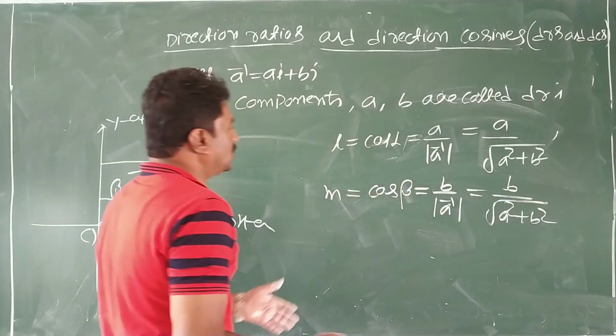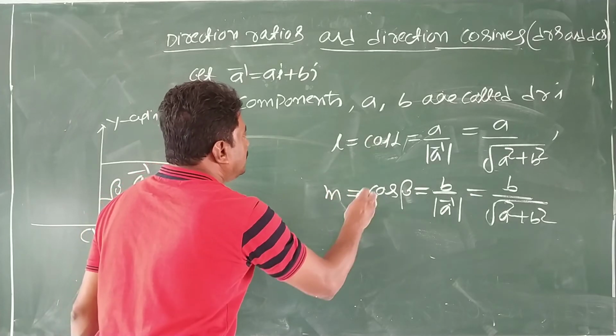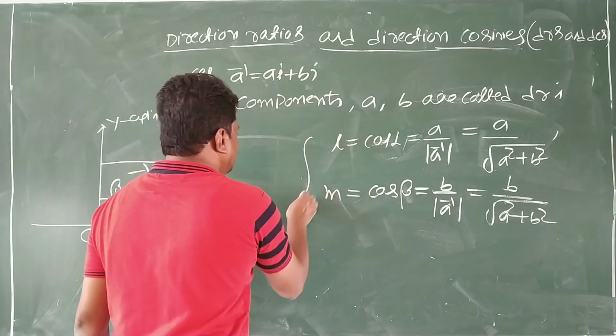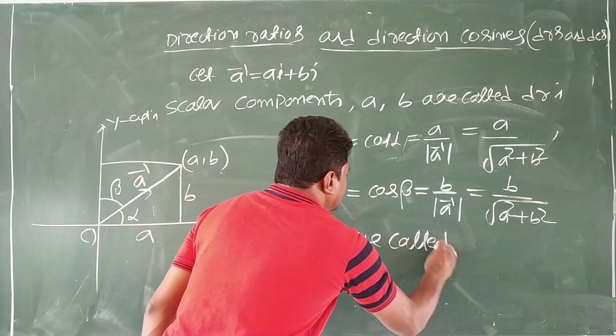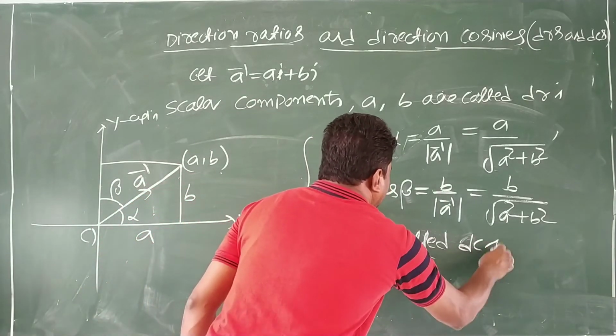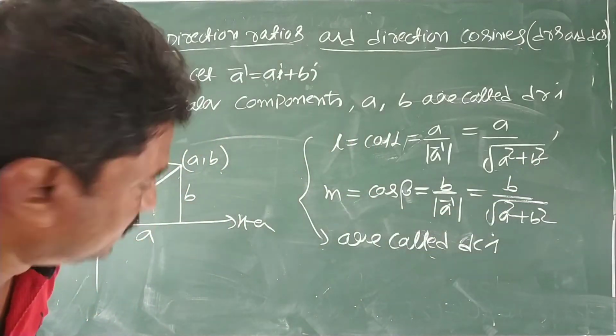So these things are called DCs. L equals cos alpha, M equals cos beta. So these are called DCs. They are called as what? DCs.